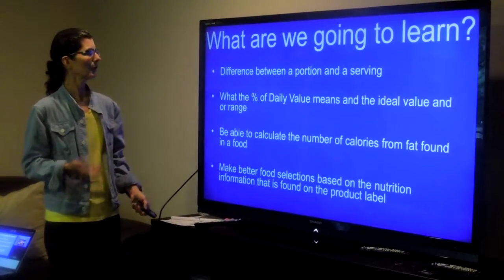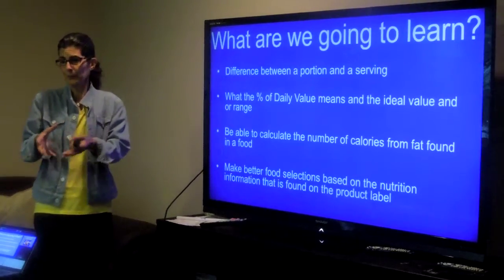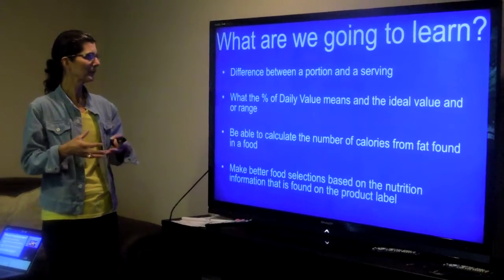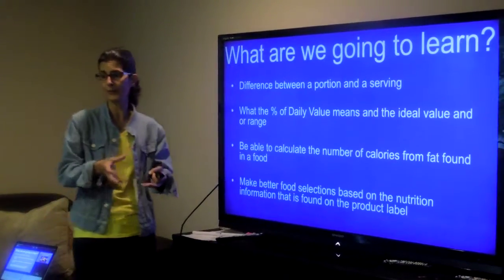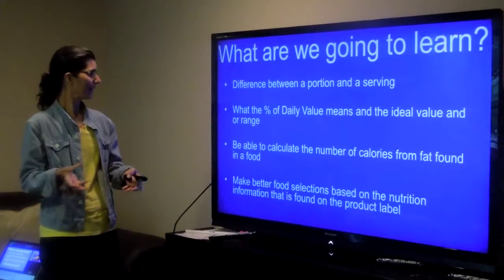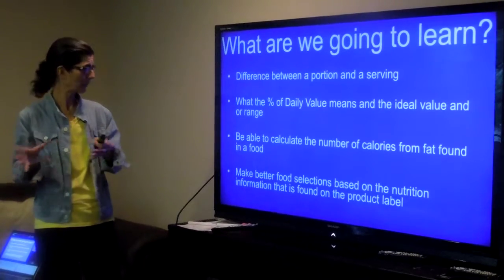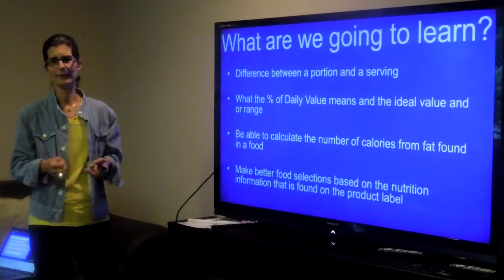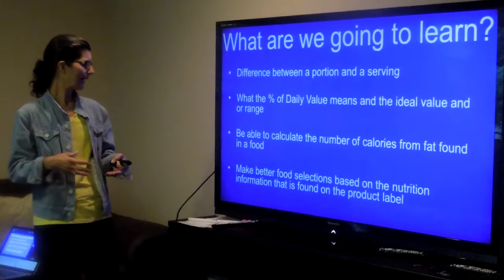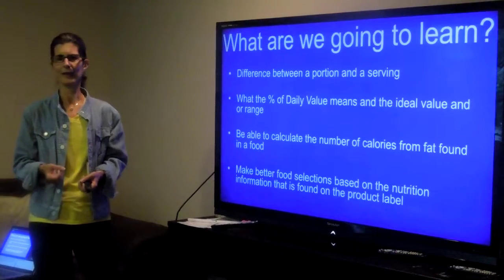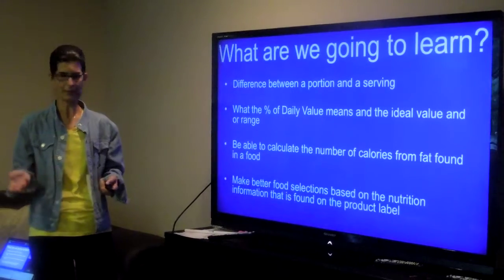Okay? So what are we going to learn today? Well, today we're going to learn the difference between a portion, what is a portion and what is a serving. We're going to look at the percent of daily value, which serves as a guide as to how much of these nutrients we're getting. And we're going to be able to identify what the number is as well as the ideal range of what we should be eating. Be able to calculate the number of calories from fat that is found in our food. And then make better food selections based on the actual product food label that we could find in all the packagings of the food we eat.